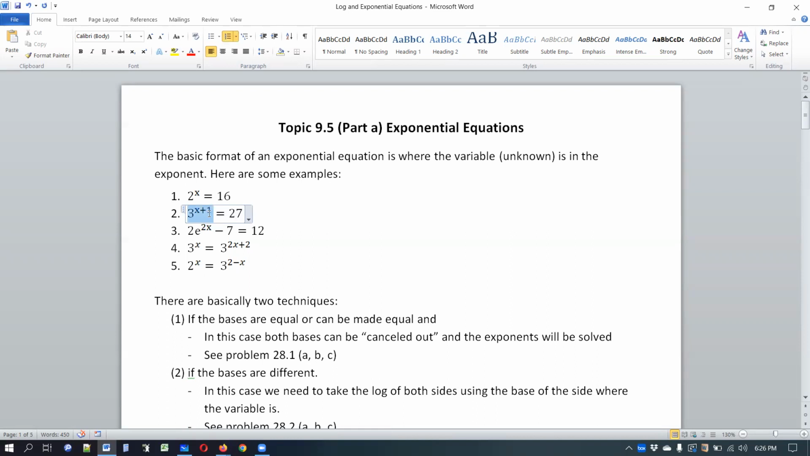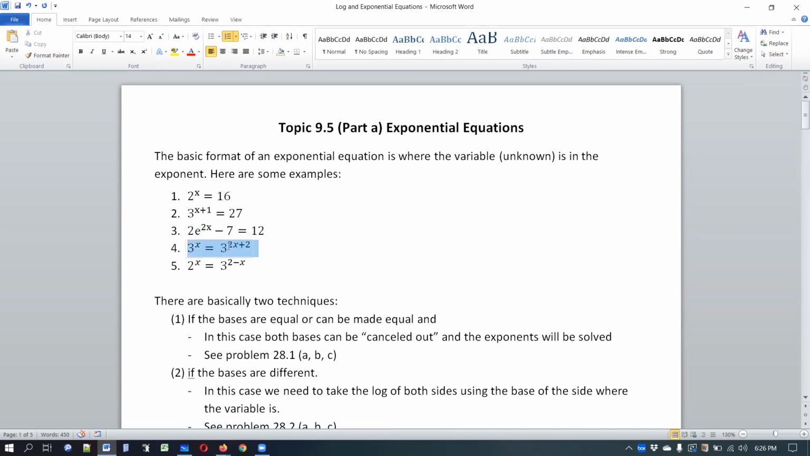3 to the x plus 1. This is an exponential equation. Or 2e to the 2x minus 7 equals 12. e is a special base. We discussed it before already in 9.3 and 9.4, and we'll discuss it some more when we do part B.